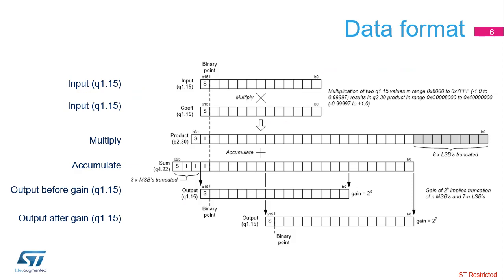This figure details the various formats used internally by the FMAC. The output of the multiplier in Q2.30 format is truncated to Q2.22 and added to the accumulator LSB aligned. The accumulator has 26 bits, of which 22 are fractional and 4 are integer, including sign, Q4.22. The extra integer bits allow the accumulator to support partial accumulation sums in the range minus 8, 0x4000000 to plus 8, 0x3FFFFFF. This can occur if there are a large number of successive positive or negative coefficients.